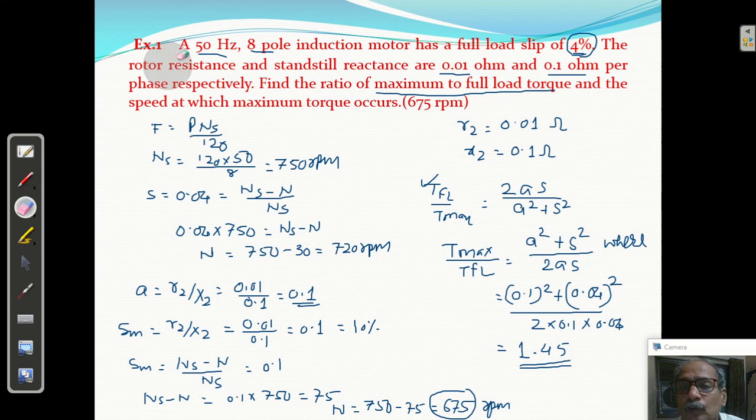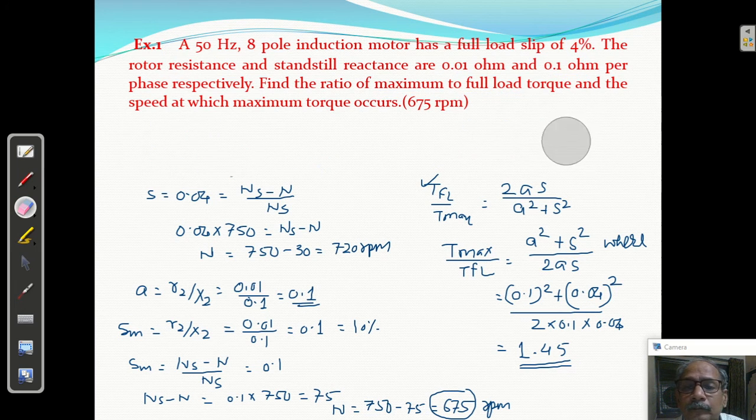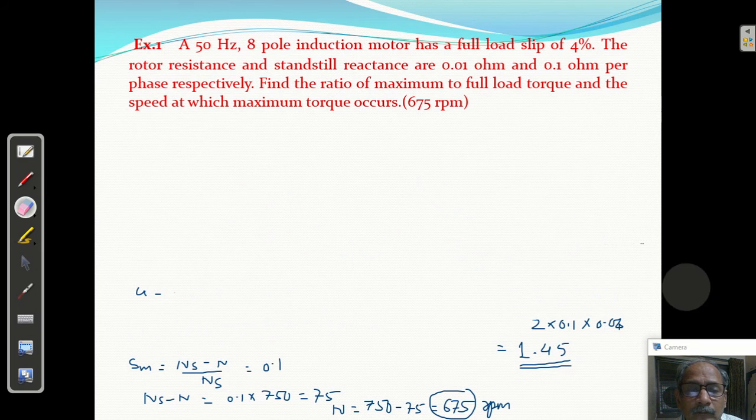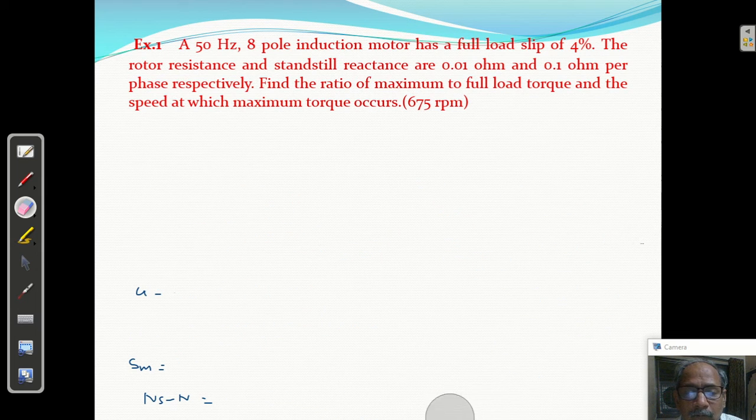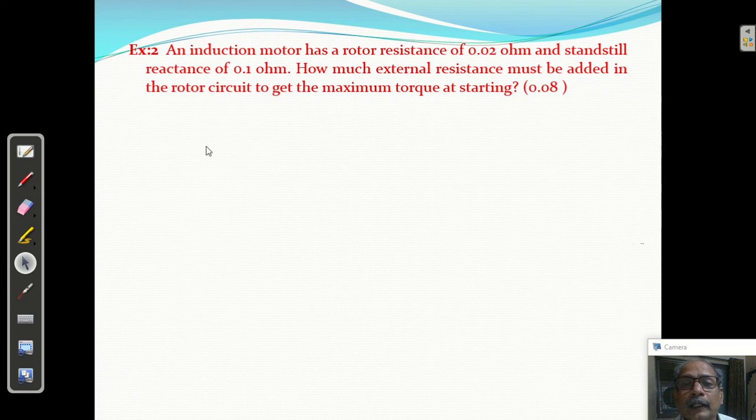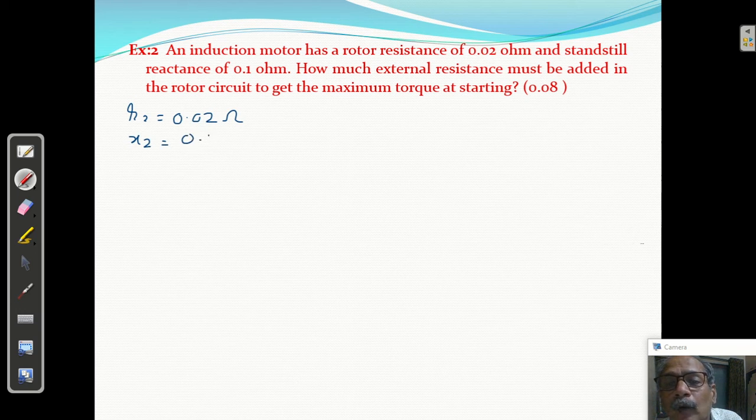One more problem I am going to solve. This is the second problem. An induction motor has rotor resistance R2 equal to 0.02 ohm per phase and rotor reactance X2 equal to 0.1 ohm. How much external resistance is to be added in the rotor circuit to get maximum torque?